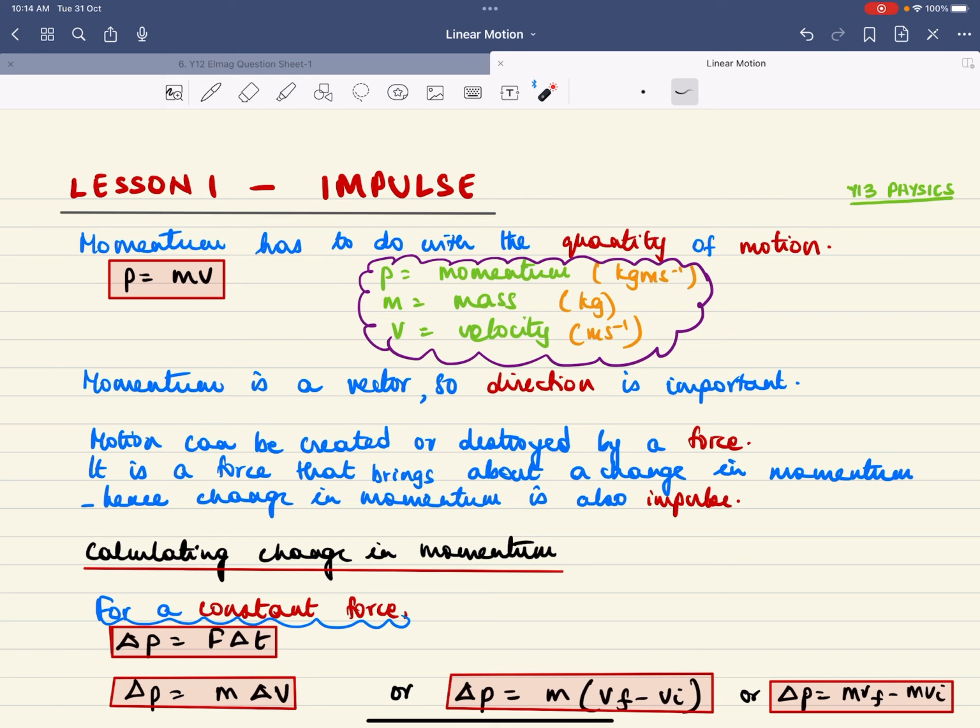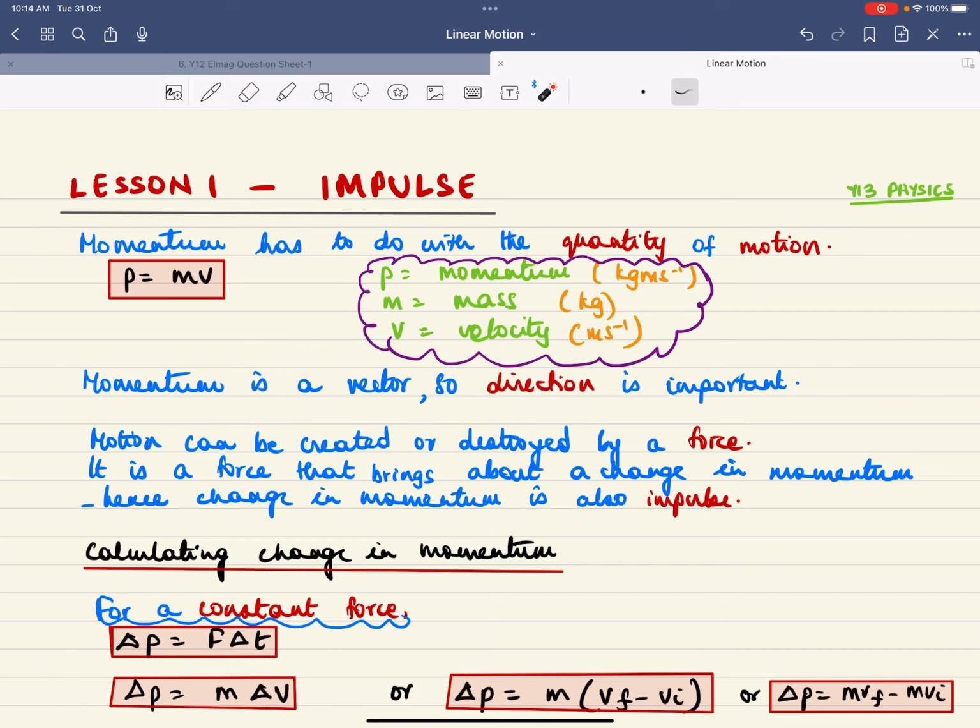So, momentum has to do with the quantity of motion, and the formula associated with momentum is p equals m times v, and here's what the letters stand for with their units. Now, momentum is a vector, so direction is important.